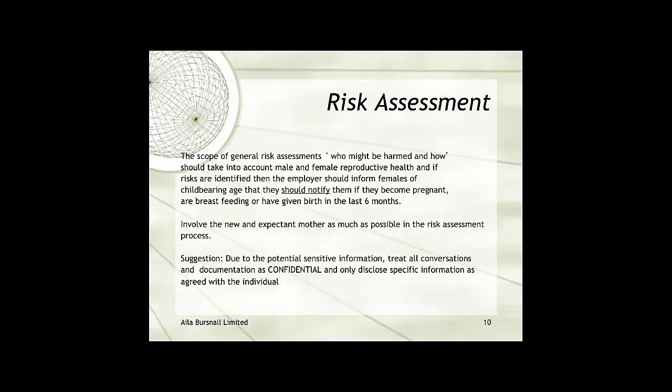So the scope of general risk assessments, who might be harmed and how, should also take into account reproductive health, and not just of females but of males as well. So your general risk assessment will have already highlighted that. So you should be notifying people that they need to tell you if they become pregnant or breastfeeding or have given birth. So it's a requirement in there in the general risk assessment.